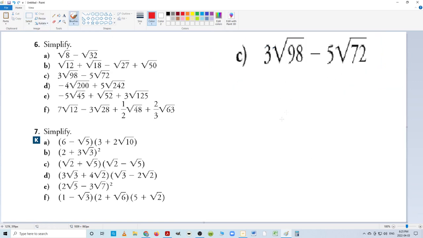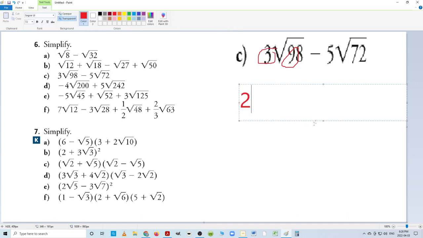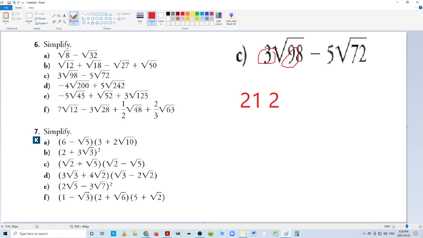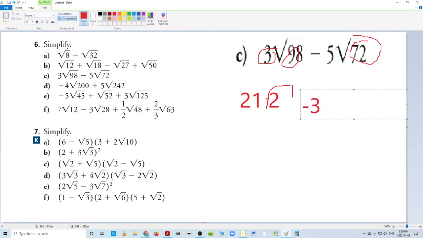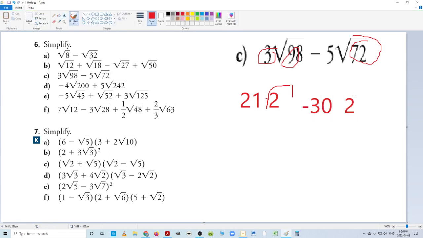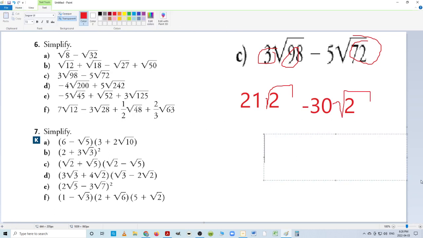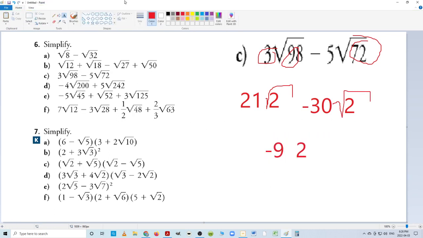So let's see, 49 times 2 here. Square root of 49 is 7. 7 times 3 is 21. So this simplifies to 21 square root of 2. This is 36 times 2. Square root of 36 is 6. 6 times minus 5 is minus 30 with the square root of 2. And suddenly we have 21 apples minus 30 apples, which is clearly minus 9 apples. And that's all they are.